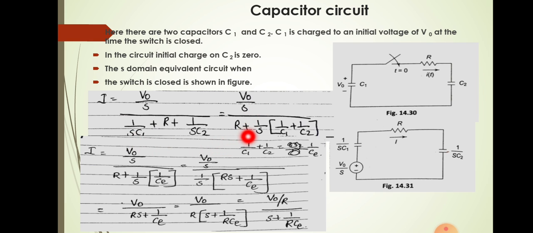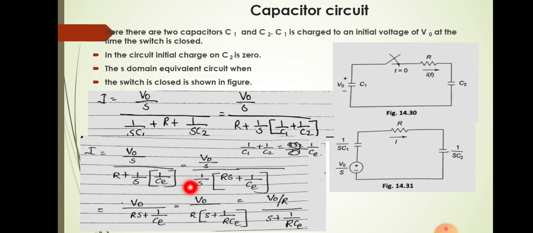By rearranging, we can write R plus 1 by S taken outside, into 1 by C1 plus 1 by C2. You know that this is a series circuit. In a series circuit, 1 by C equivalent is 1 by C1 plus 1 by C2. So we can write V0 by S divided by R plus 1 by S into 1 by C. Instead of 1 by C1 plus 1 by C2, we are writing 1 by C. Taking 1 by S outside the term, we get 1 by S into RS plus 1 by C.